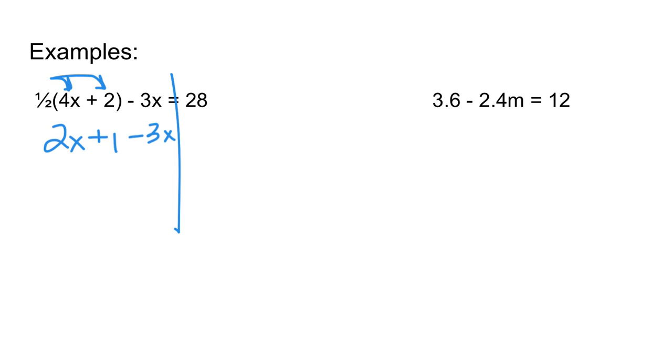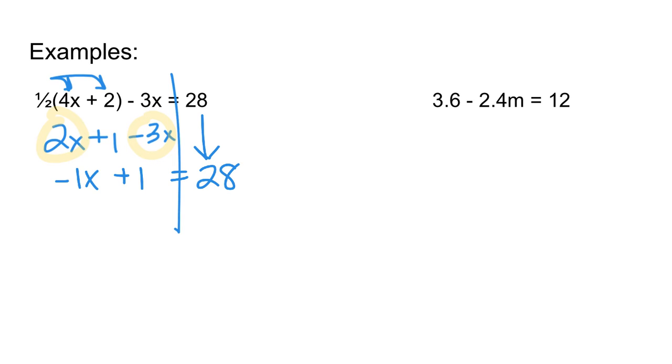From here, I'm going to combine terms. So my 2x combines with my negative 3x, and I end up with negative 1x. And then that positive 1 just comes down. Bring down the 28 on the other side. Now we've got something that we're ready to solve.